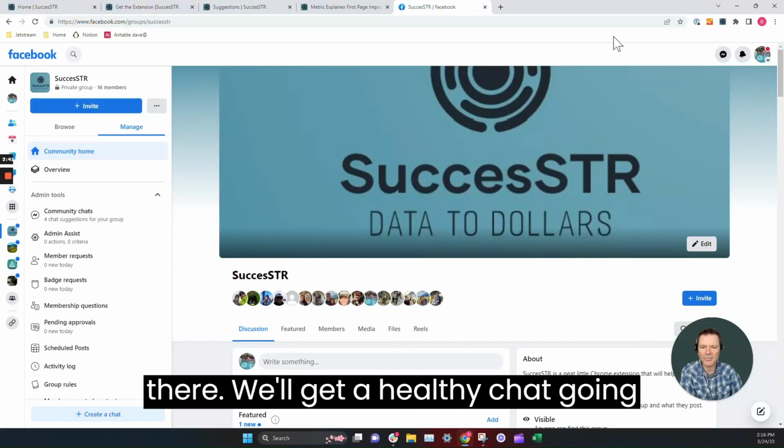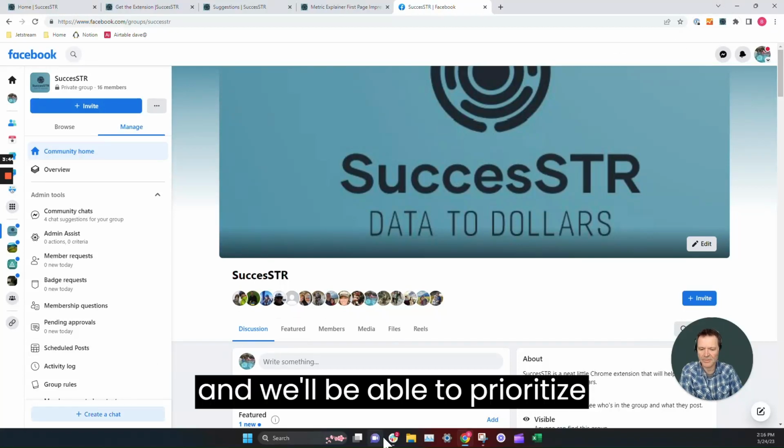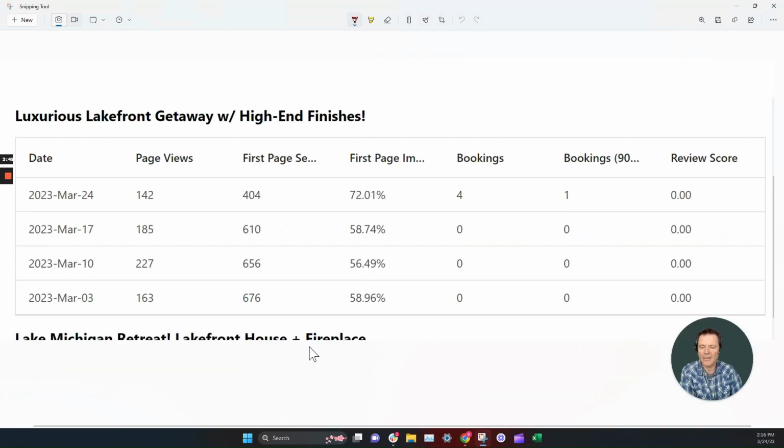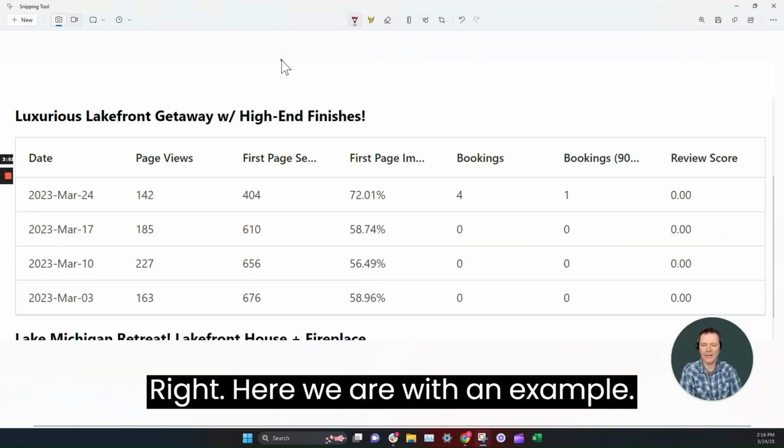There, we'll get a healthy chat going, and we'll be able to prioritize and figure out what we should do next. Right, here we are with an example.